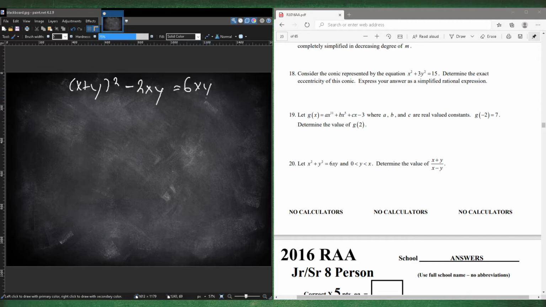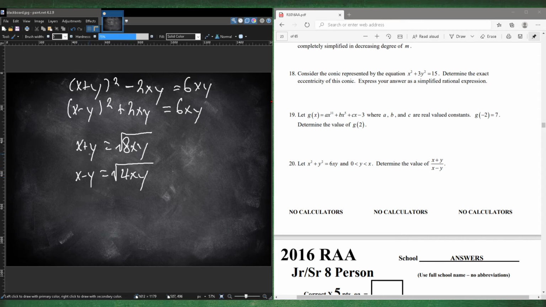And then we could do the same thing with (x minus y) squared, which is x squared plus y squared, but we have an extra minus 2xy, so we have to add that 2xy, and that gives us 6xy also. So now if we want to get our x plus y squared, that is just 6xy plus 2xy, which is 8xy, and then take the square root of that. And then for x minus y, we do the same thing. So 6xy minus 2xy, which is 4xy, and then take the square root of that.